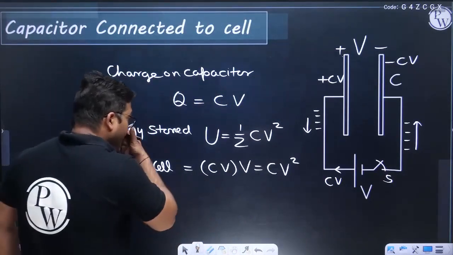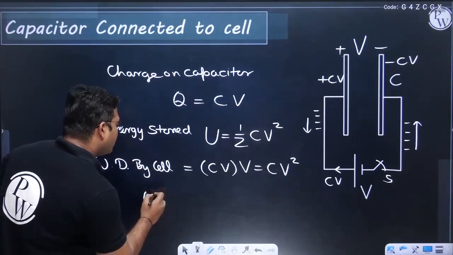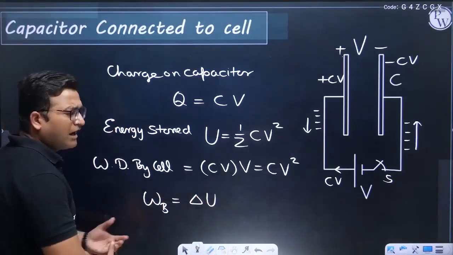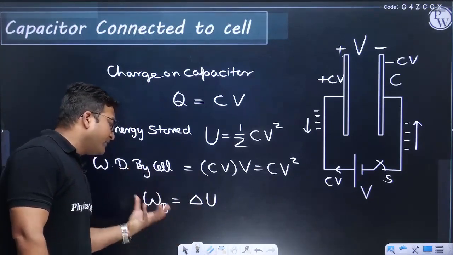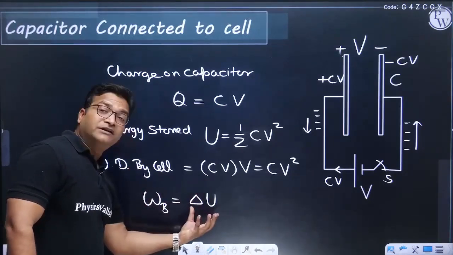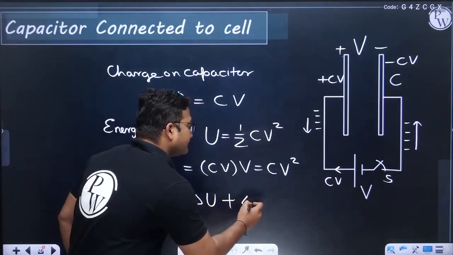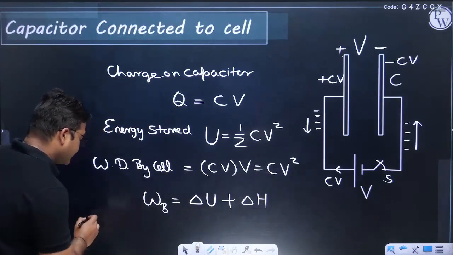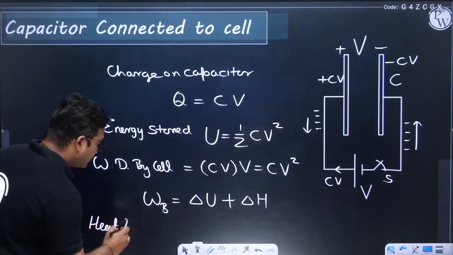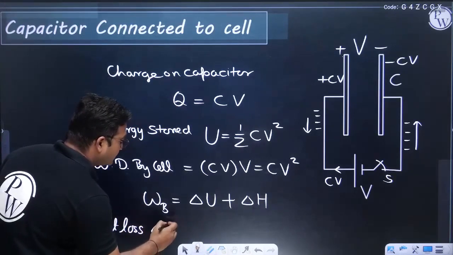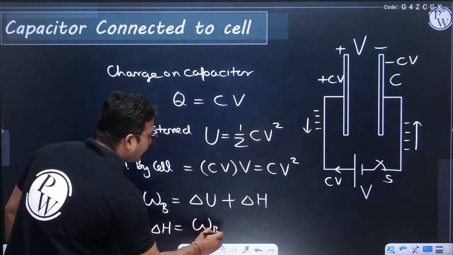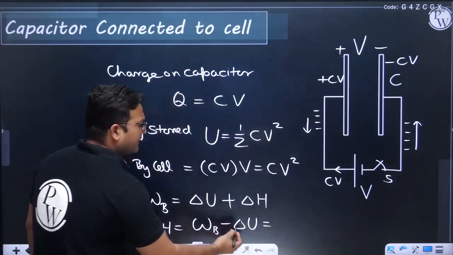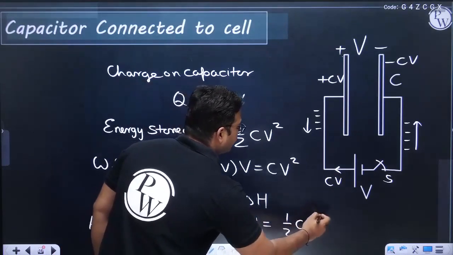So by conservation of energy, the work done by the battery is equal to the energy stored in the capacitor plus heat loss. Delta H represents heat loss. If you want to know the heat loss, delta H equals work done by the battery minus delta U, which is CV squared minus half CV squared, equal to half CV squared.